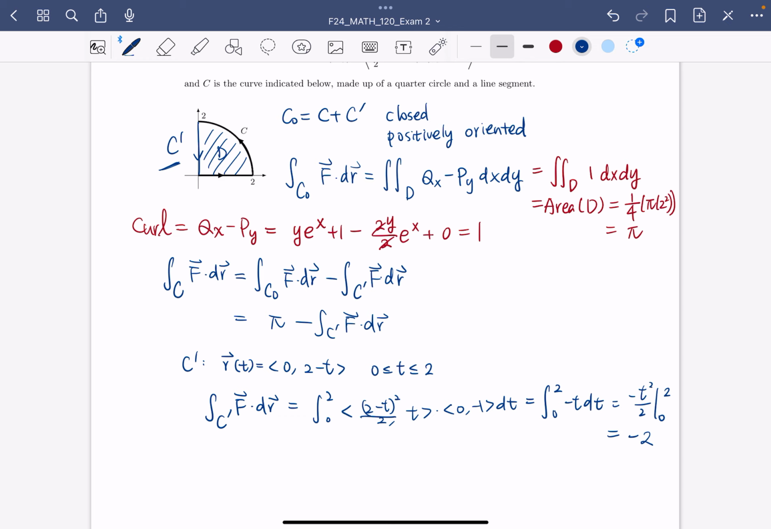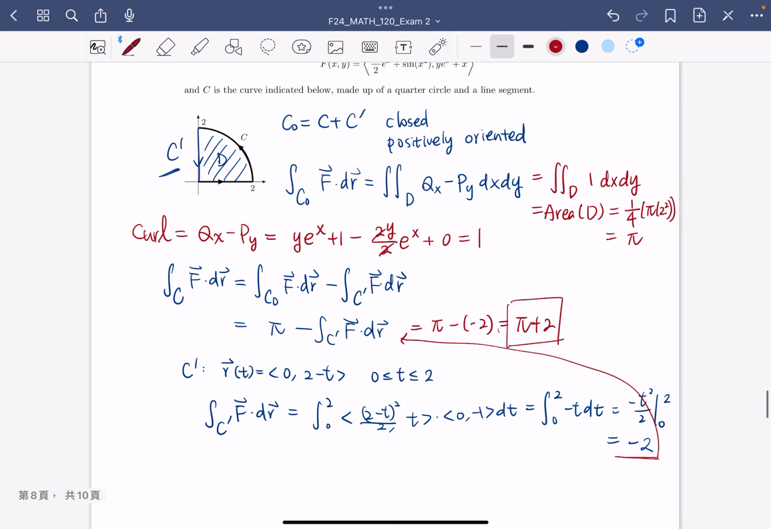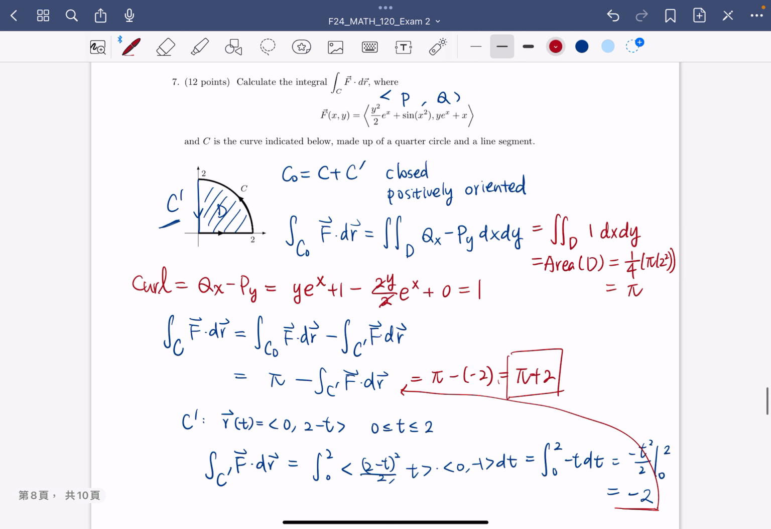Okay, because we have computed this, we just plug it into the original equation. We get pi minus minus 2, which is pi plus 2. So this is the answer for problem number 7.